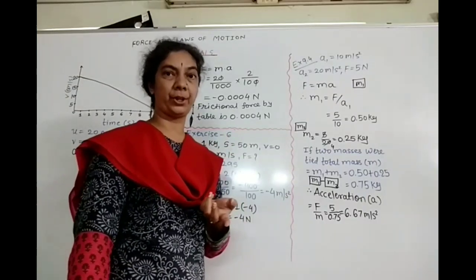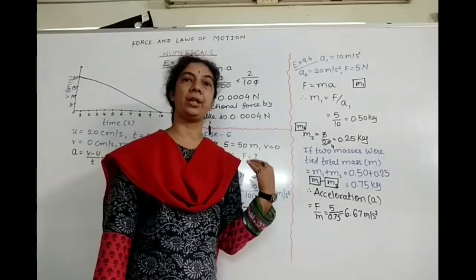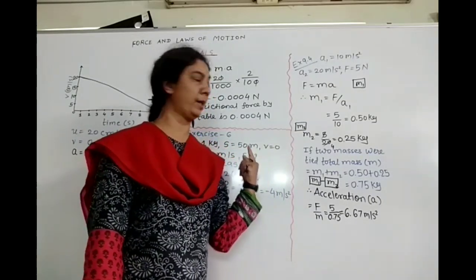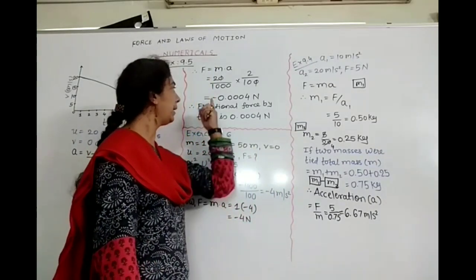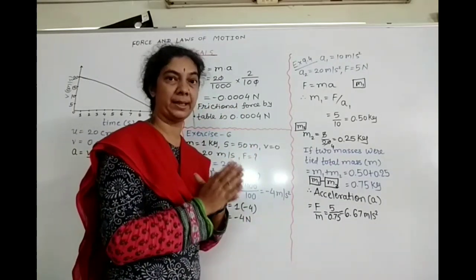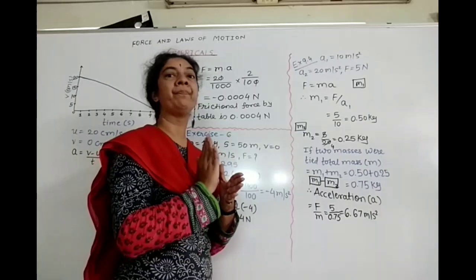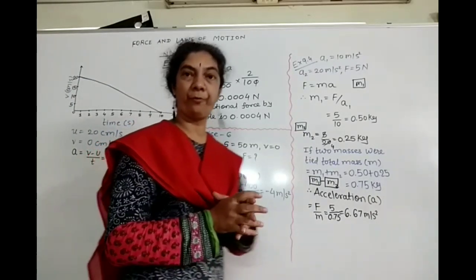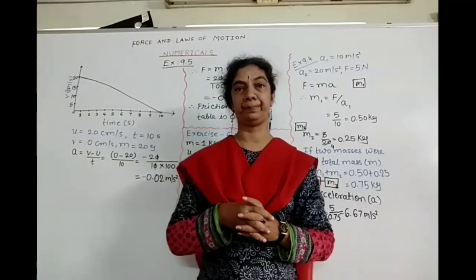We know that frictional force is always in the opposite direction. And this is proved over here, as we are getting the negative force. That means the force given by the surface is opposing the motion of the ball. Similar type of numerical.